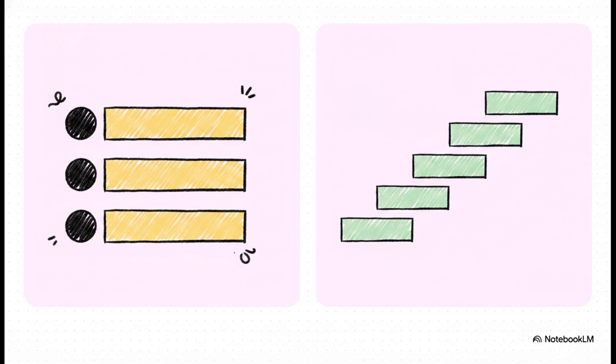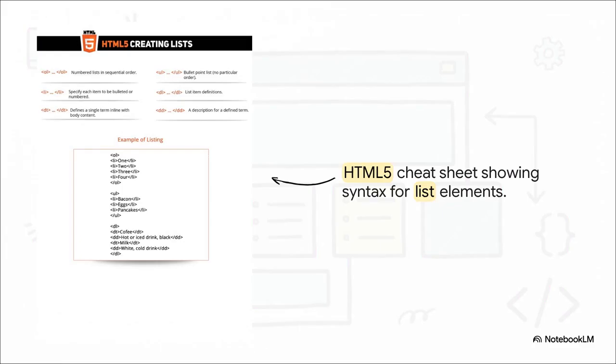You're going to use these when the hierarchy or the exact order of the items doesn't really matter, like if you're just listing off all the programming languages you know. On the flip side, we have ordered lists, which use the OL tag. These display items with sequential numbers or letters. These are strictly for when sequence matters, like listing out priorities, rankings, or the precise step-by-step process required to deploy a website. Take a look at this HTML5 cheat sheet.